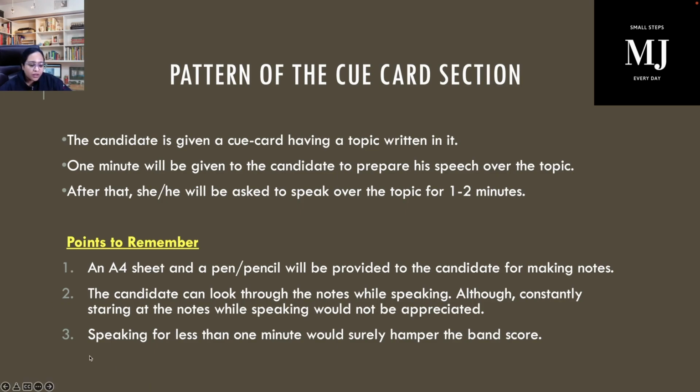Third, as I said, speaking for less than 1 minute would surely hamper the band score. So, in case you're speaking for say 1.5 to 2 minutes, but you're maintaining your high range of vocabulary, you're speaking by keeping grammatical accuracy in mind and taking a lot of things into consideration, like your coherence, your fluency, and all, then definitely you will receive a high band score, guys.